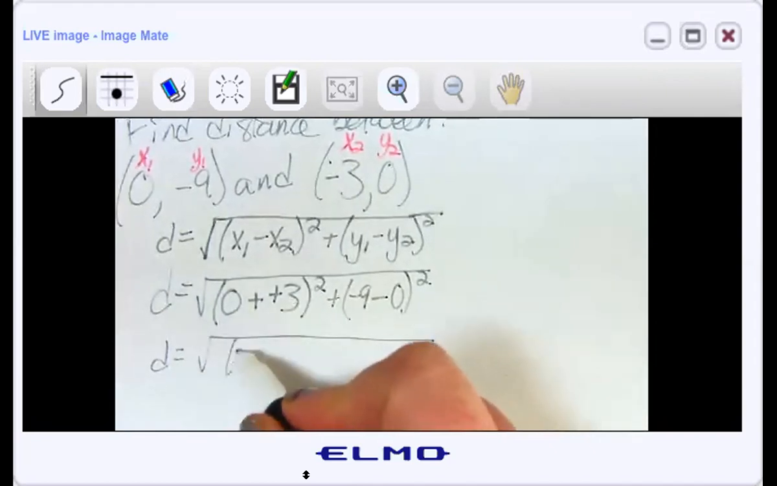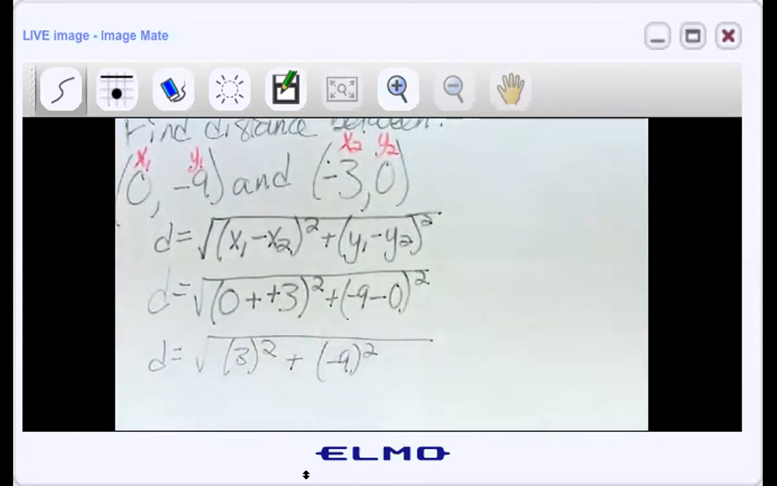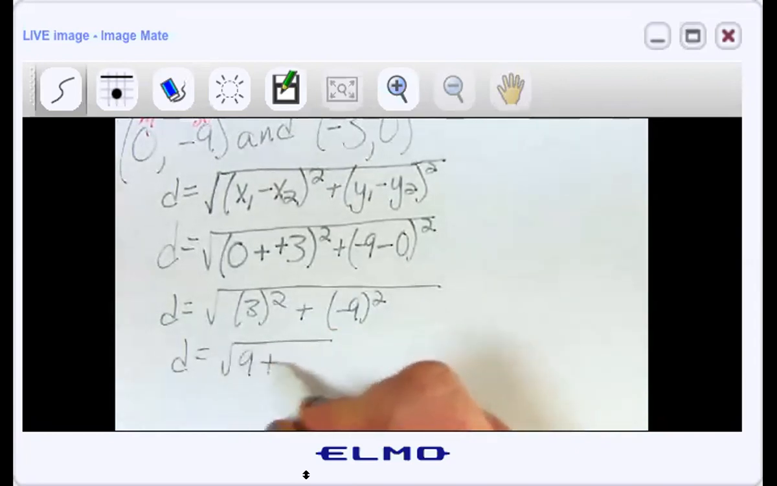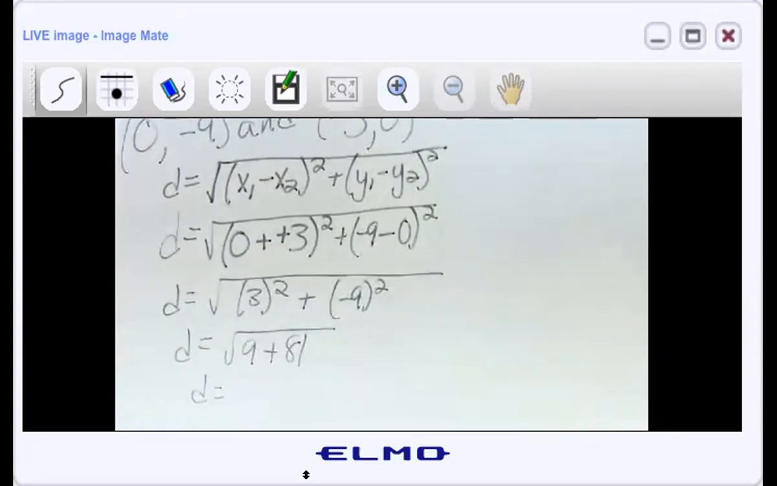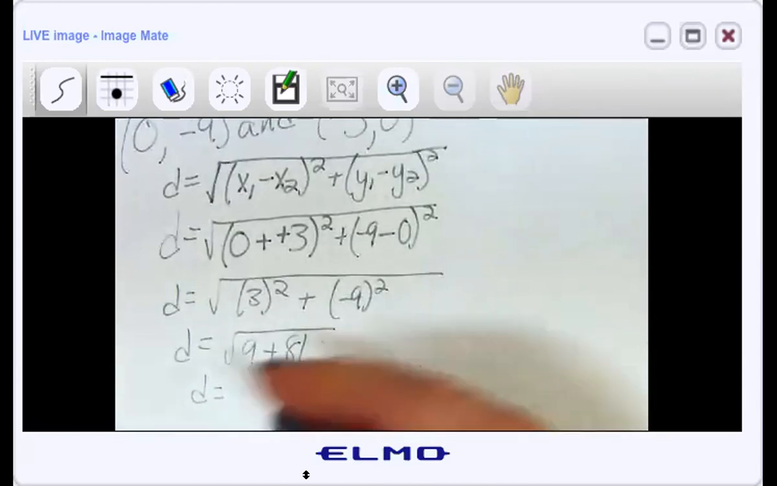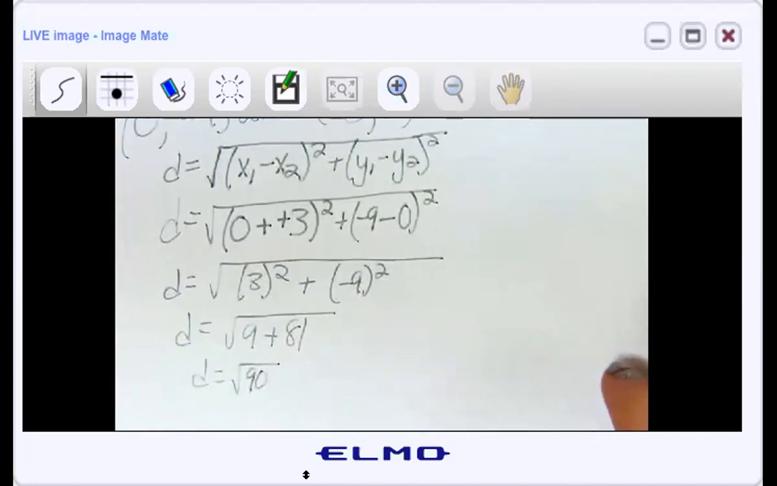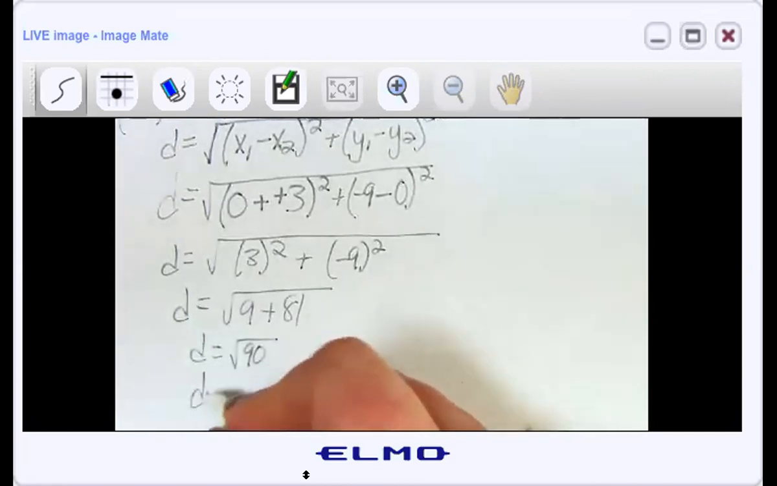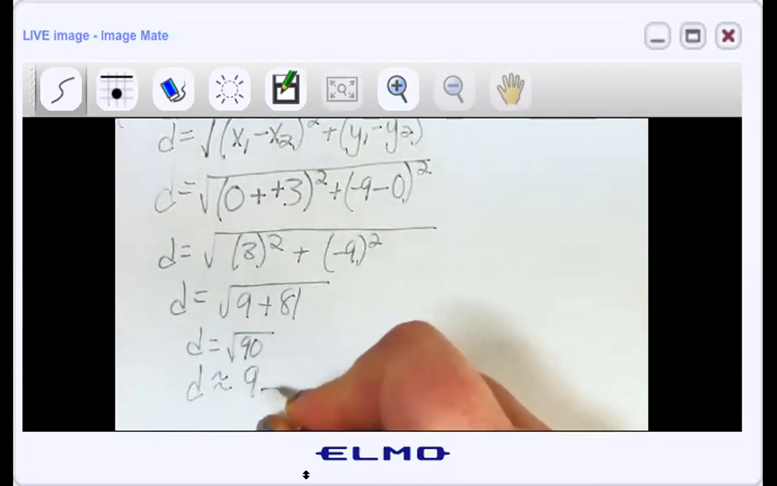0 and 3 added together is obviously 3. -9 minus 0 is still -9. And now all I have to do is square, add, and square root. So that's a 9. That's an 81. So I need to add 9 and 81 together. That obviously gets me 90. Whew. And now I'm just going to take the square root of 90. And according to my calculator, I'm getting 9.5. Right? So I'll show you. This is what comes out on my calculator screen.